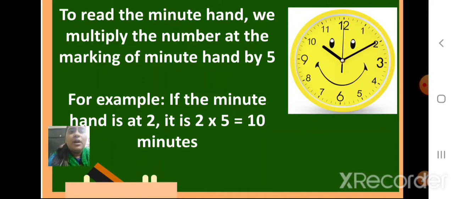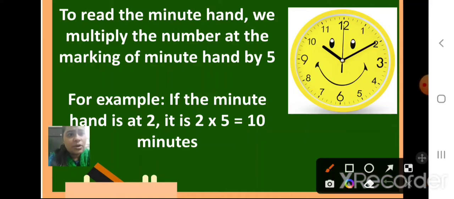Now, how to read the minute? We have to see where the minute hand is. Now here in this clock, you can see the minute hand is at 2. Okay, so it is basically 5 table. You have to multiply the number by 5. 2 5s is 10, correct? So it is 10. What is the time here? The time is 10 hours and 10 minutes. How many minutes are over? 10 minutes are over. Okay.